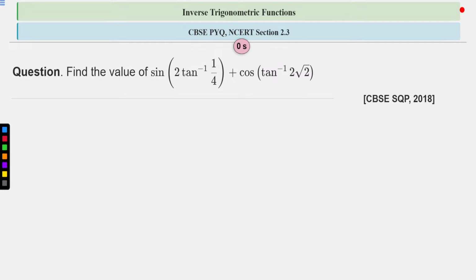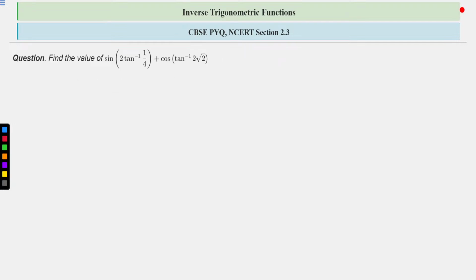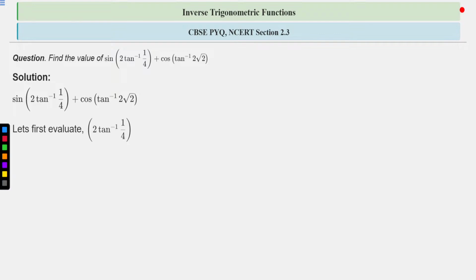Okay. So let us move to the solution part. We have to find the value of sine 2 tan inverse 1 by 4 plus cos tan inverse 2 root 2, right? See, sine of 2 tan inverse 1 by 4 plus cos of tan inverse 2 root 2. First let's evaluate 2 tan inverse 1 by 4.